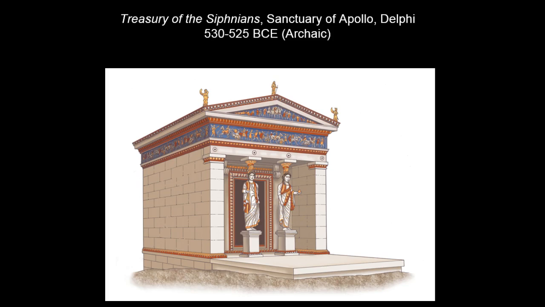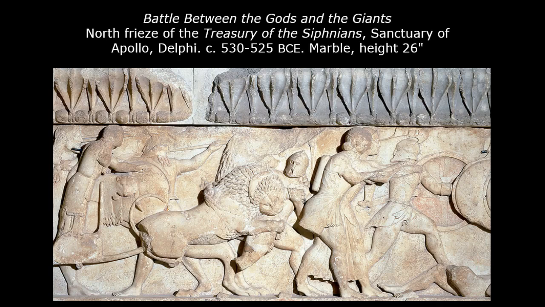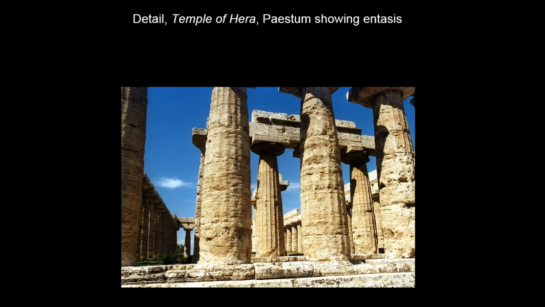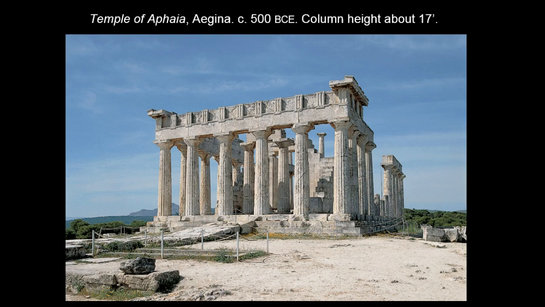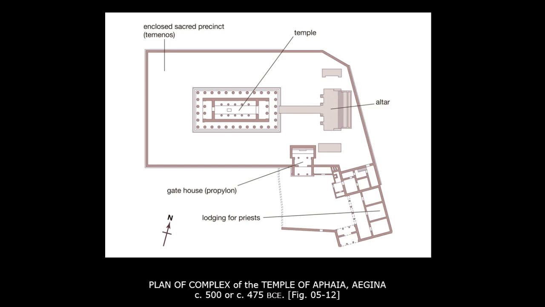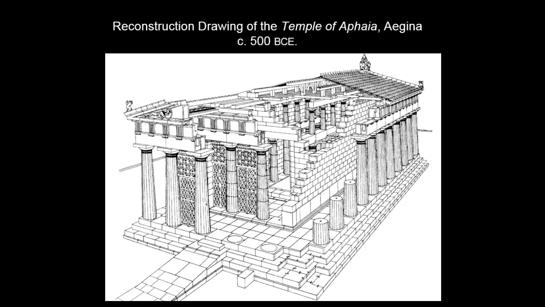In addition to being an excellent example of the Doric order, the Temple of Aphea on the island of Aegina is also a great example of the archaic use of sculptural decoration in temples. The hilltop temple was dedicated to a local goddess. You can see a reconstruction drawing here, the Temple of Aphea.